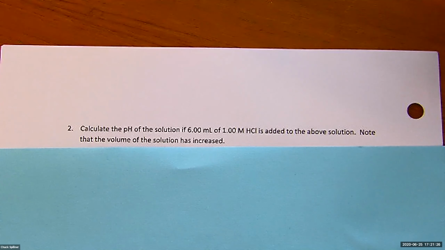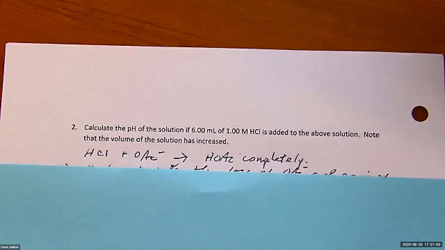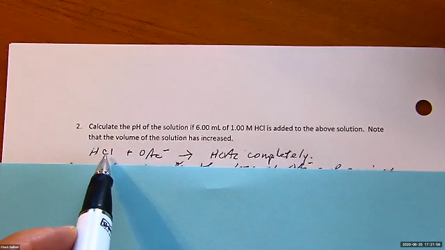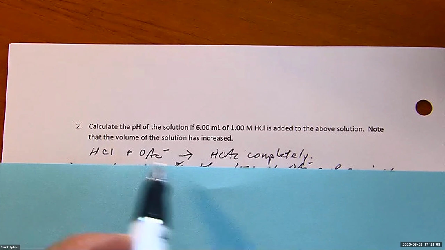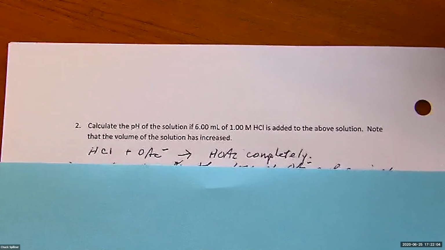We're adding 6 mL of 1 molar HCl. That's quite a bit of acid. The concentration of the acid is 1 molar, which is more than twice as strong as the concentration of the acetic acid and sodium acetate. So let's see what happens. The reaction that's going to happen initially when you add the HCl: the added acid is going to react with the conjugate base to make weak acid. That's going to happen completely.